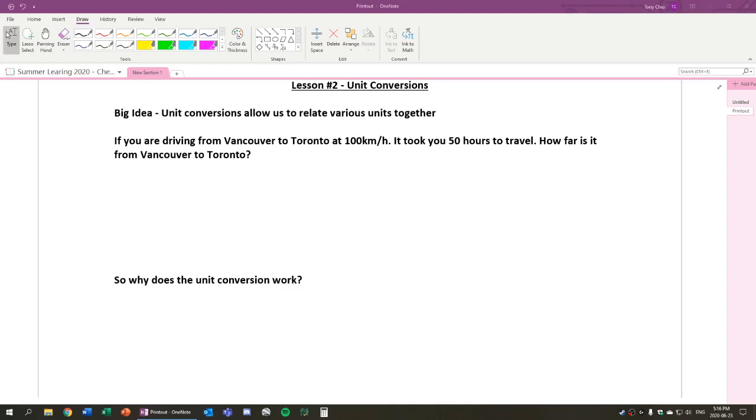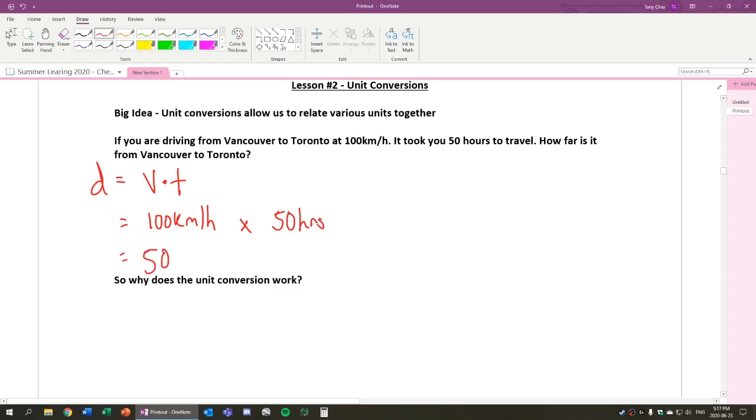If you're driving from Vancouver to Toronto at 100 kilometers an hour, and it took you 50 hours to travel, how far is it from Vancouver to Toronto? Well, you might know this as you just multiply these two together, because I know that distance is equal to velocity times time. And thus, if I multiply 100 kilometers per hour by 50 hours, I could see that this would be 5,000 kilometers.